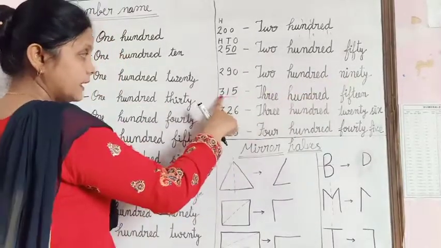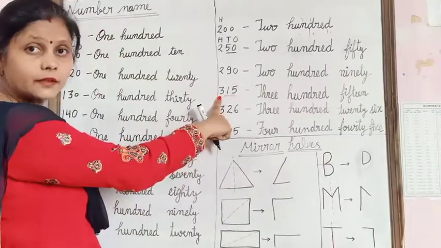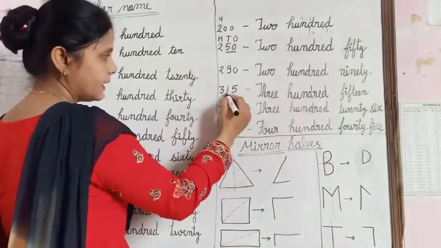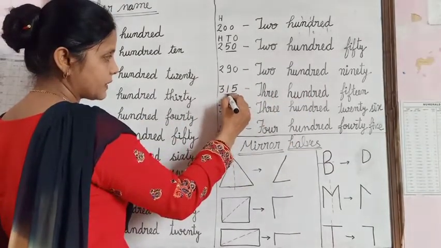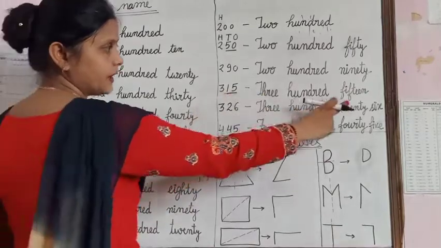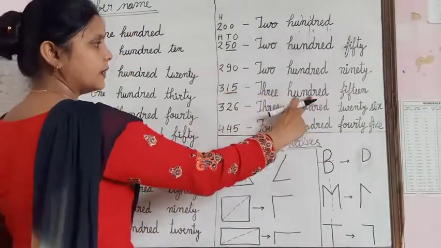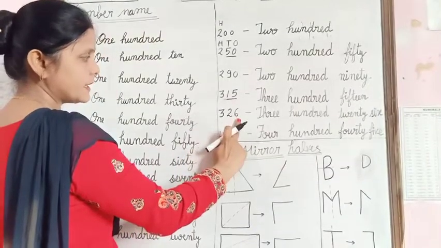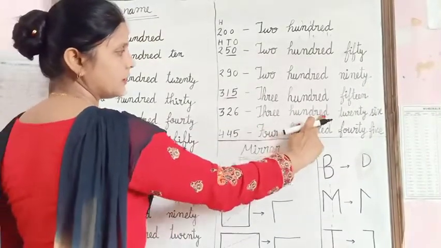290. Here the 100's place has a 3. So you write down 300 and you can tell 15. So you have 315. 326. Write down 326.